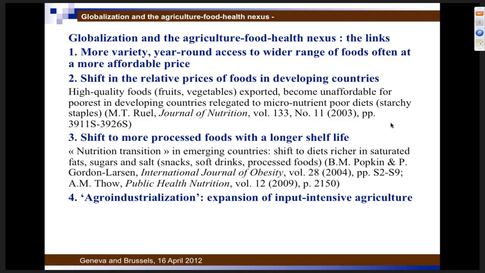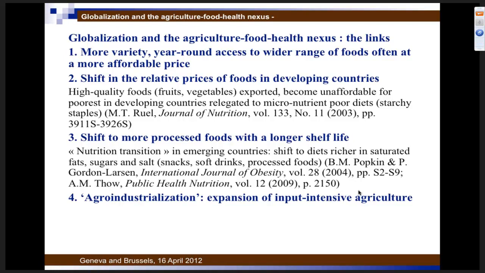A third link between globalization and the way food systems have evolved with the attendant public health impacts is that more and more people come to rely on processed foods, which are developed by the food industry to have a long shelf life. And this is what nutritionists call nutrition transition, that is particularly visible in emerging economies, such as Brazil, China, India, Mexico, all countries where I did conduct missions looking at this issue in some detail. And this nutrition transition means that populations shift diets, adopting Western ways of feeding themselves and consuming foods that are richer in saturated fats, sugars and salts, particularly by consuming larger quantities of snacks, soft drinks and processed foods more generally.